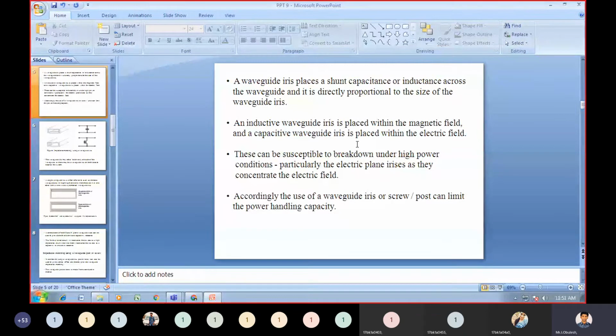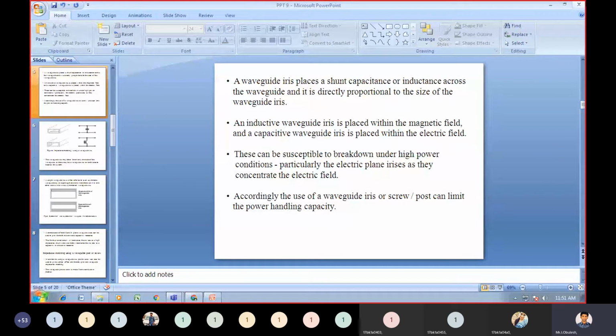A waveguide iris places a shunt capacitance or inductance across the waveguide, and this value is directly proportional to the size of the waveguide iris.